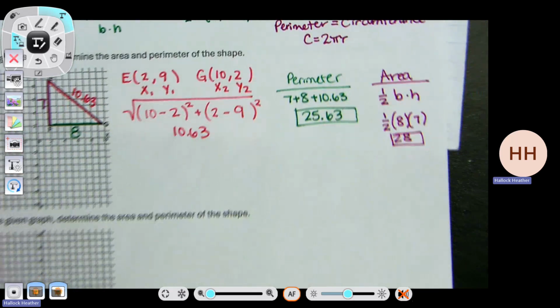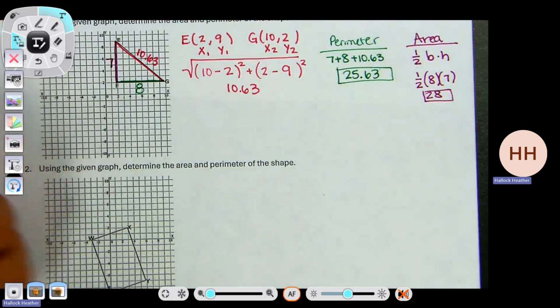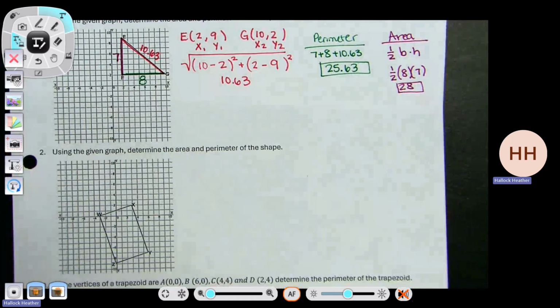Next one is a rectangle. Now, are any of the lines in my rectangle perfectly horizontal or perfectly vertical? No, but we know something about a rectangle. We know the top and the bottom are equal, and we know the sides are equal. So do I need to use the distance formula 4 times? Twice. Because it's not a square.